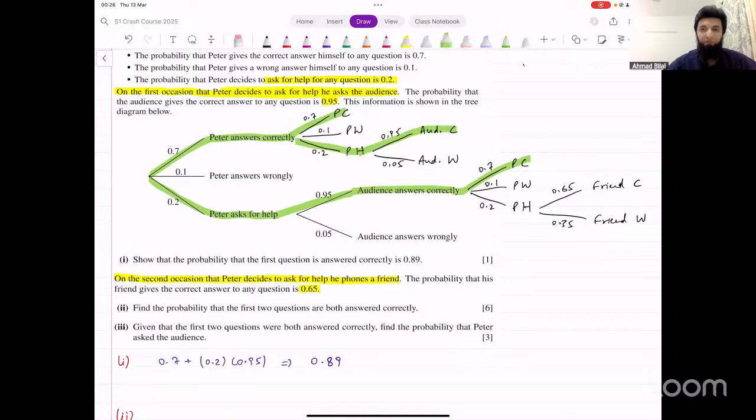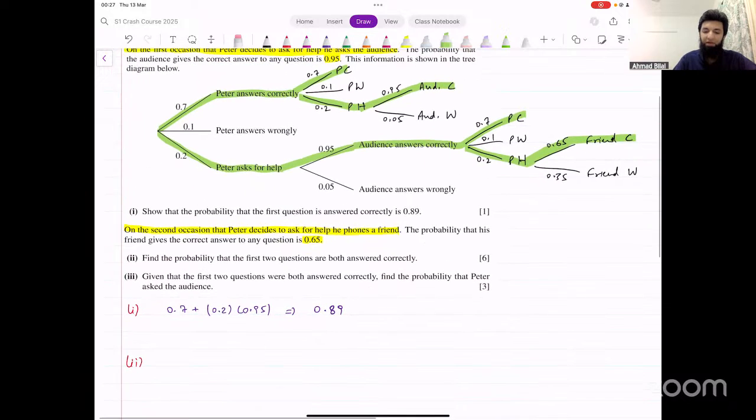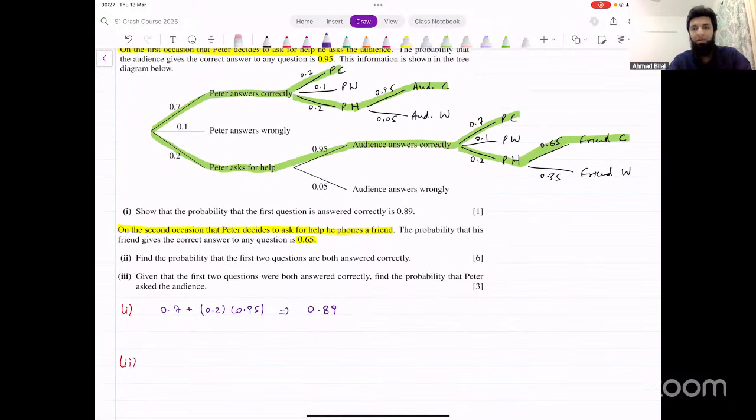And the fourth option would be the first time the audience answers correctly. And the second time he asks for help again and the friend answers correctly. So he's totally dependent on help. In this last case, these are the four possible cases that we have. We find these four probabilities, add them up together, and that is going to give us the result.